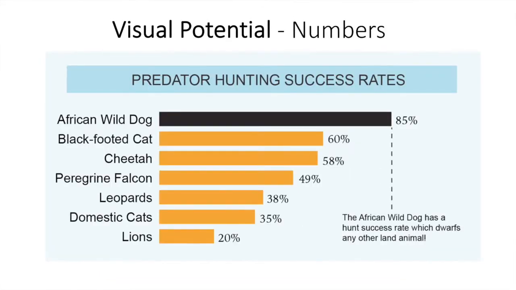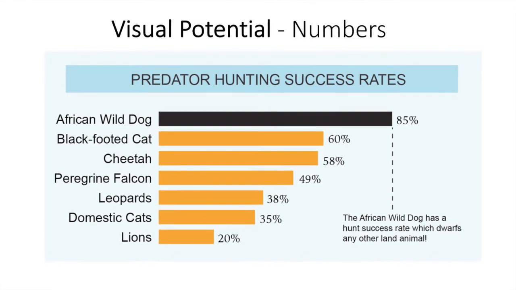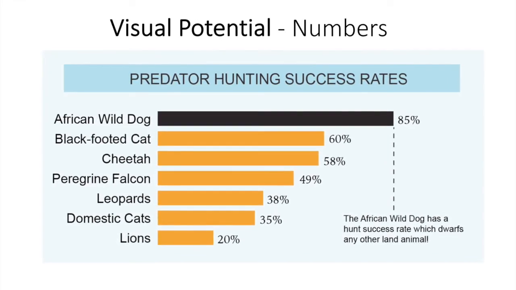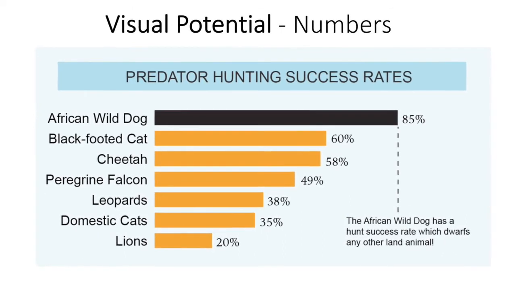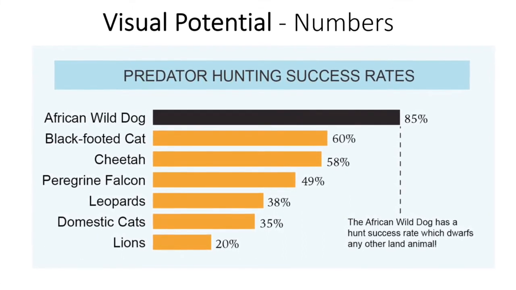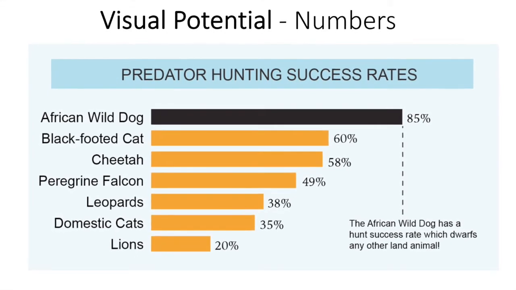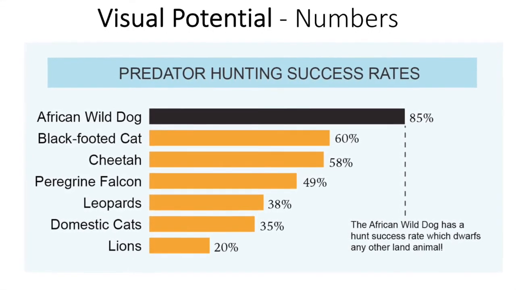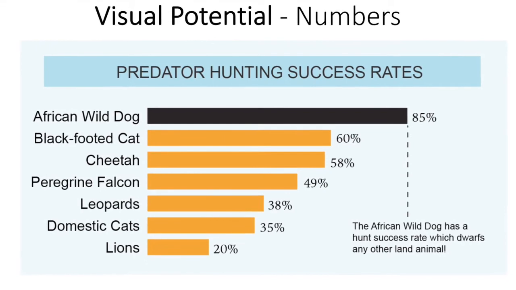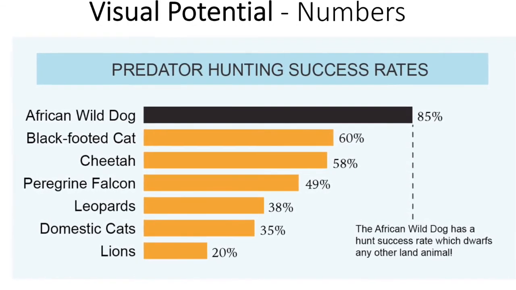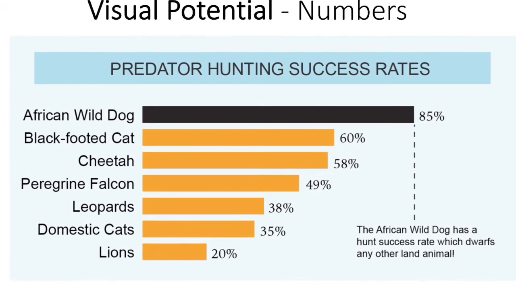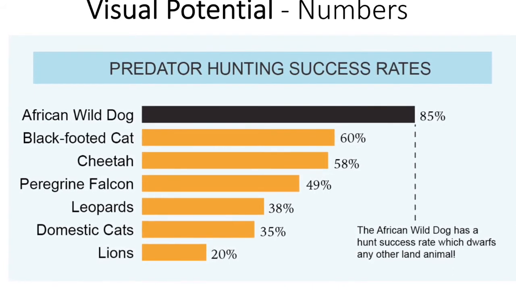The visual potential of numbers refers to the potential to communicate the numbers, amount, or size of things in the world using the numbers, amount, or size of things on a page. For my display, I created a bar graph in which the height of the bars represent the success rate of different predator species. The main piece of information in this display is to point out how high of a hunt success rate African wild dogs have compared to other species.